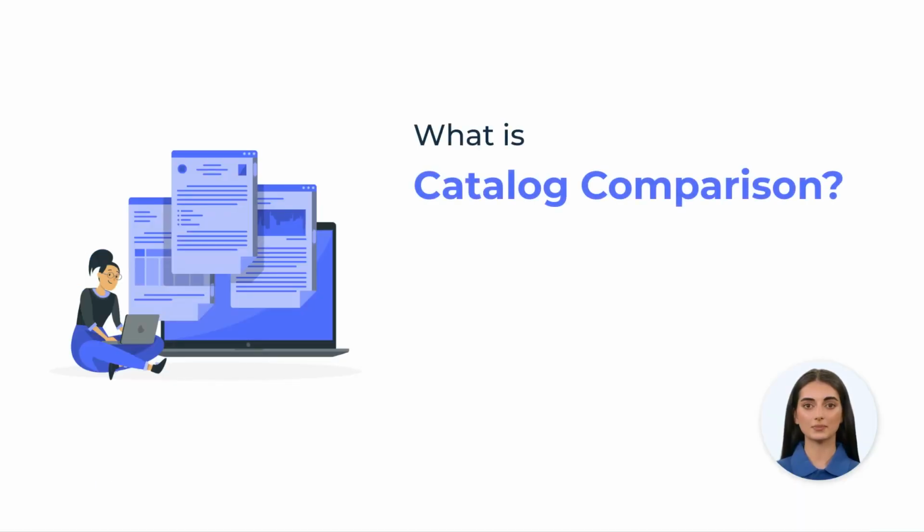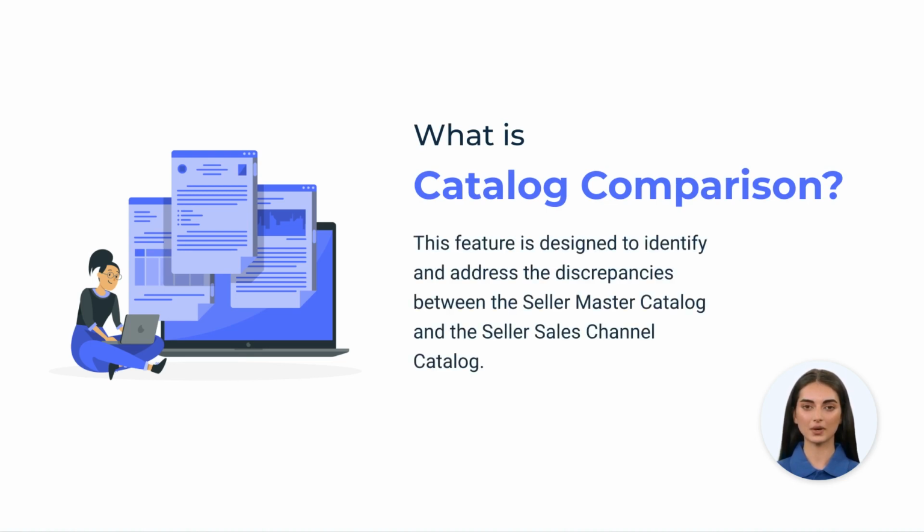What is catalog comparison? The catalog comparison feature in Omniful is designed to identify and address the discrepancies between the seller master catalog and seller sales channel catalog. Let's understand the difference between the catalogs.